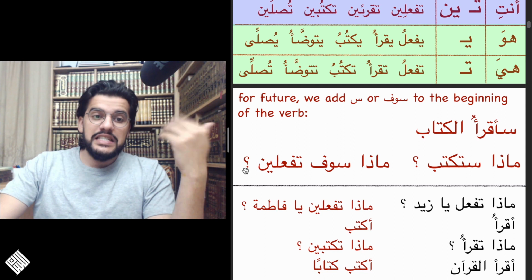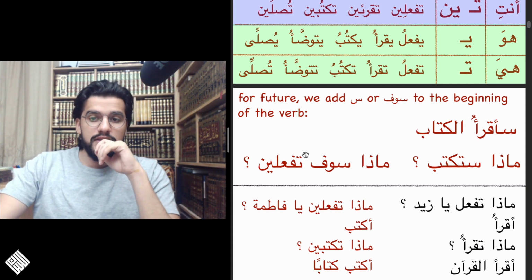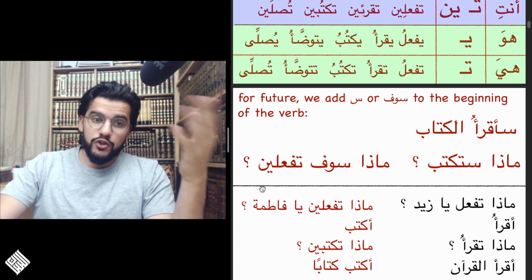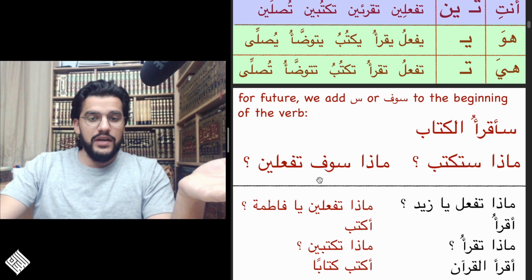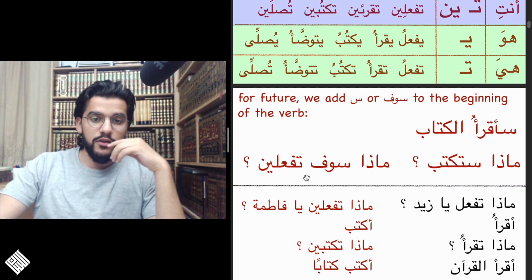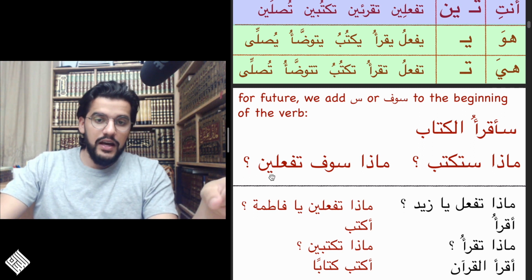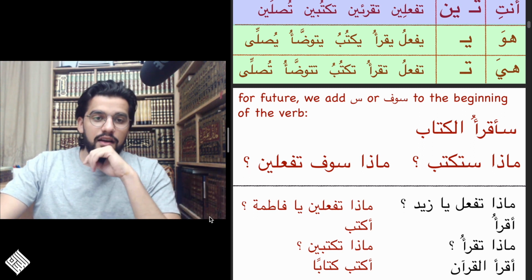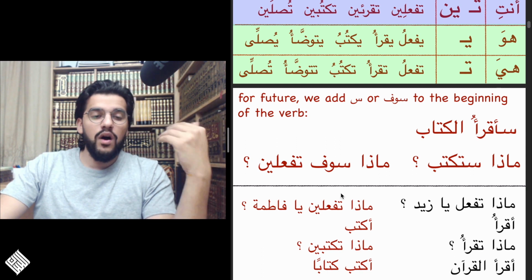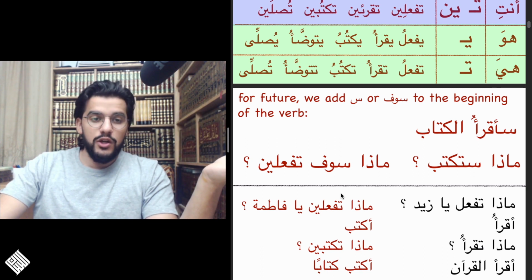ماذا سوف تفعلين. Remember سوف is for future as well. So ماذا means what, تفعلين you doing, سوف تفعلين what are you going to be doing. Okay, notice here I'm talking to a female as indicated by the ina part at the end. ماذا سوف تفعلين, what are you going to be doing.